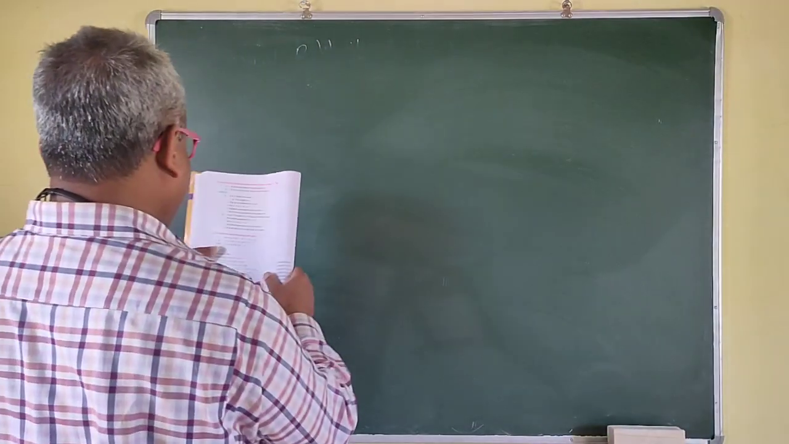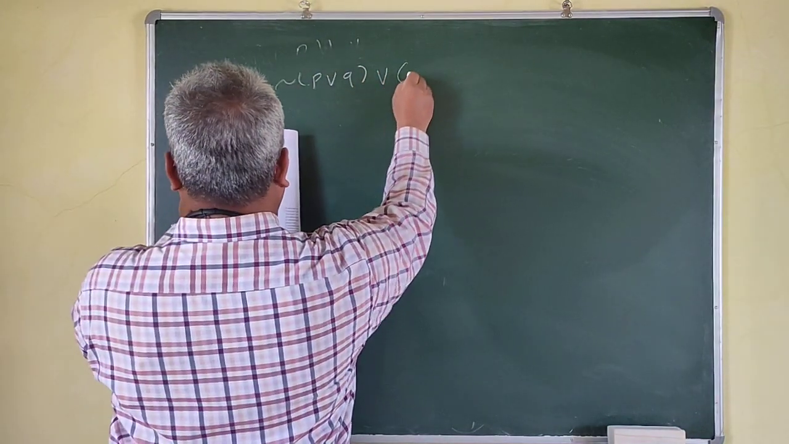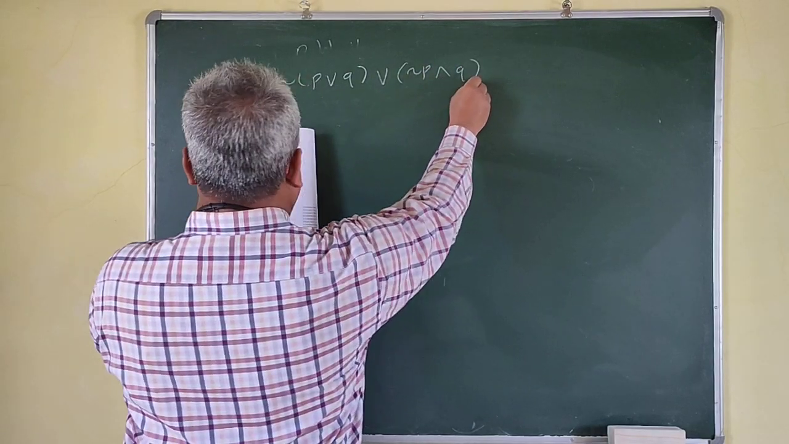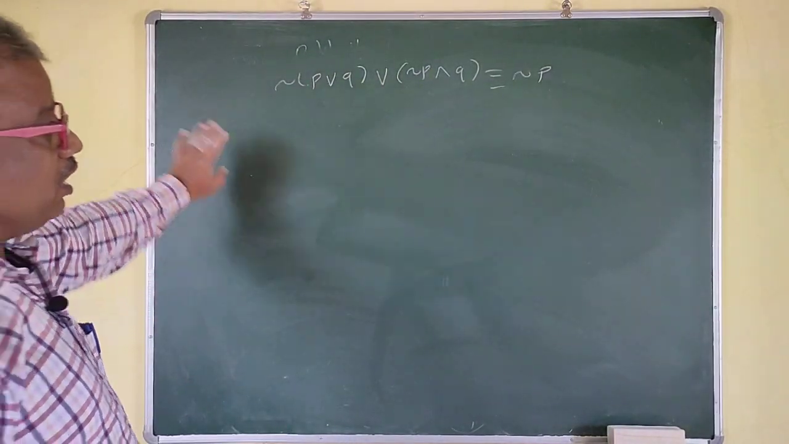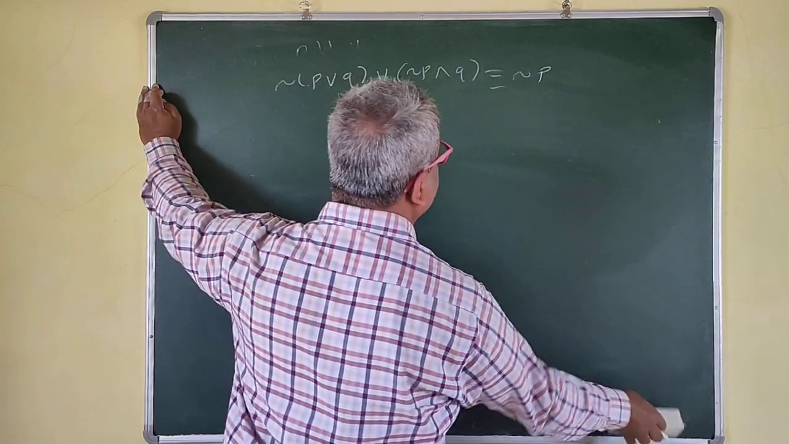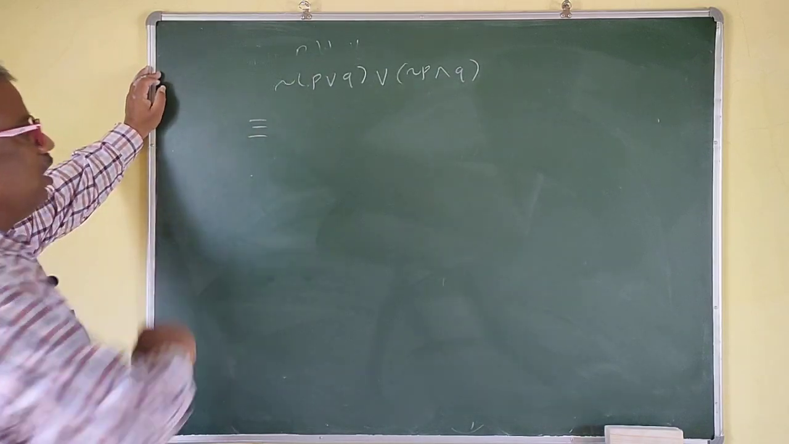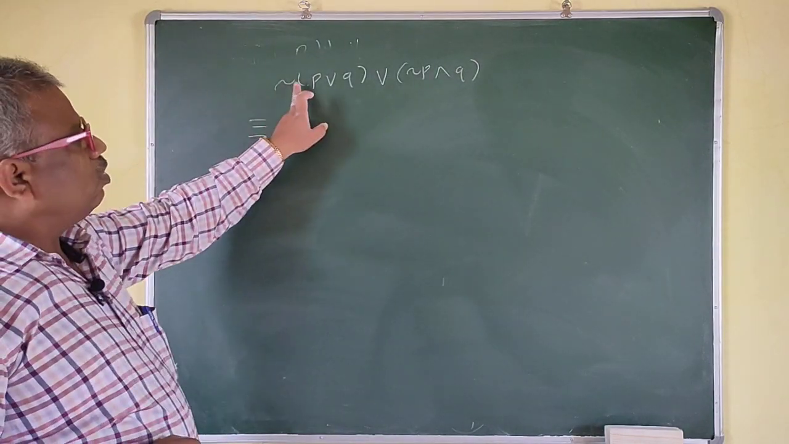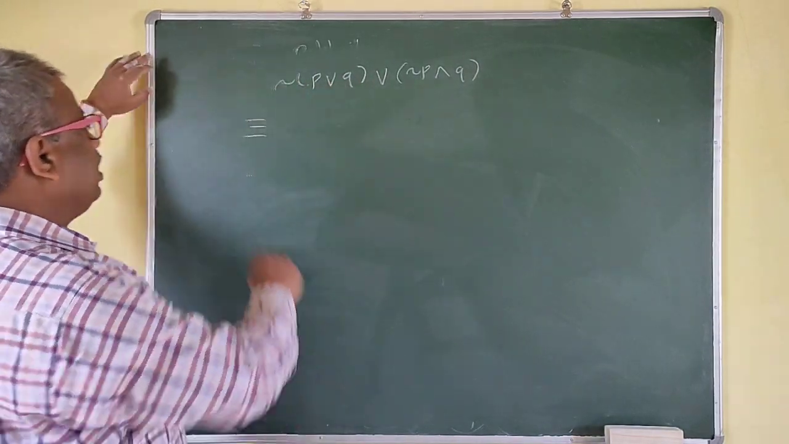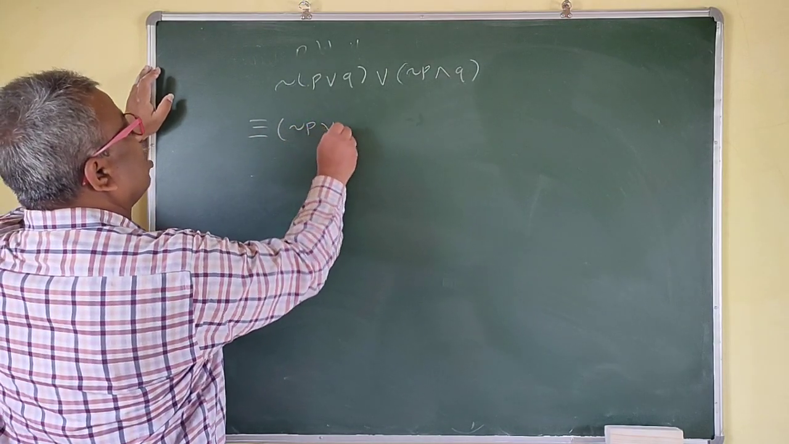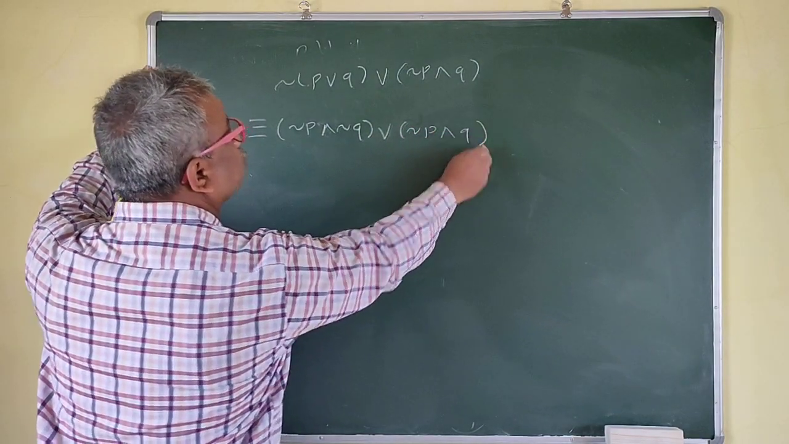Next, again we have to prove without using the truth table: negation of P or Q, or negation of P and Q, is logically equivalent to negation P. We have to prove this. So we'll start from LHS. We will apply De Morgan's law, so this is negation P and negation Q, or negation P and Q.